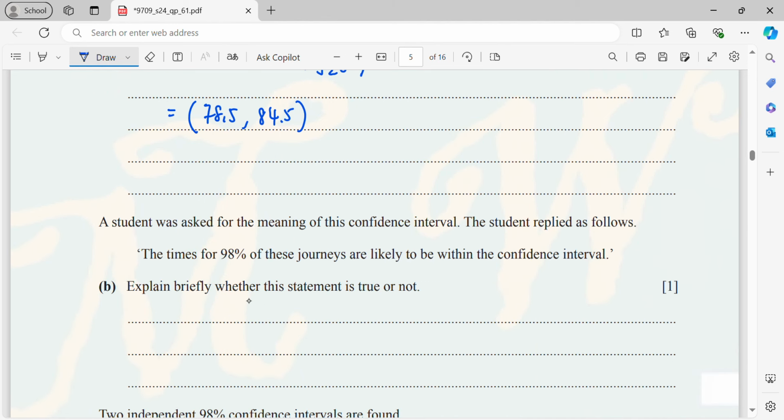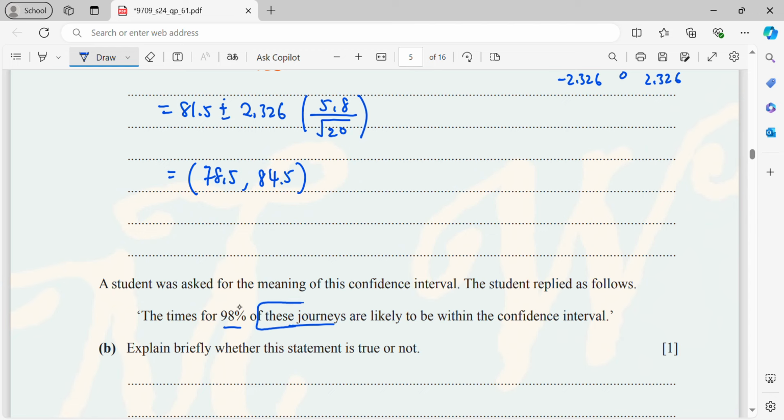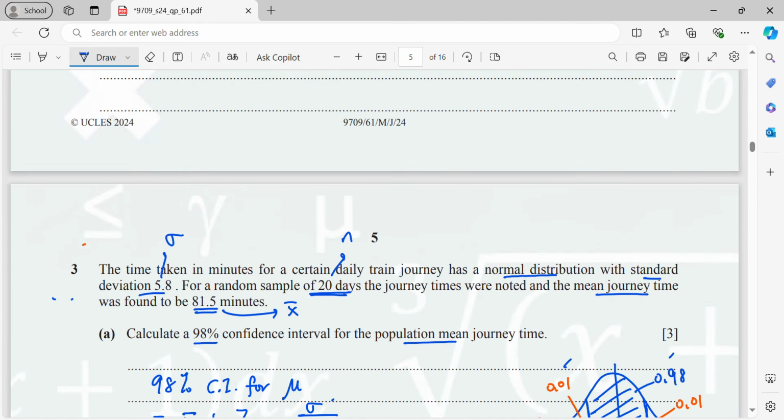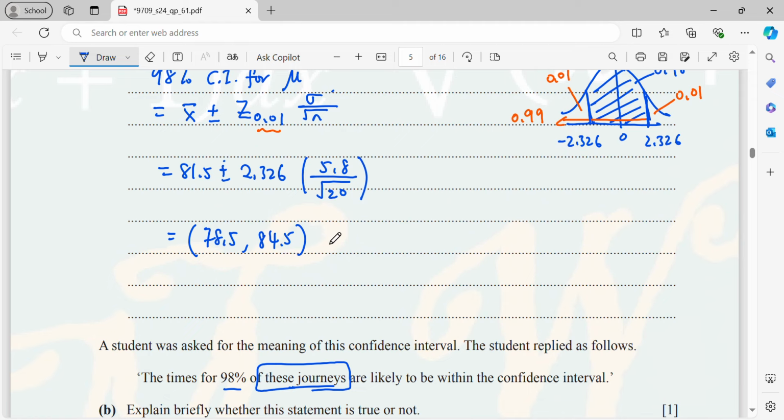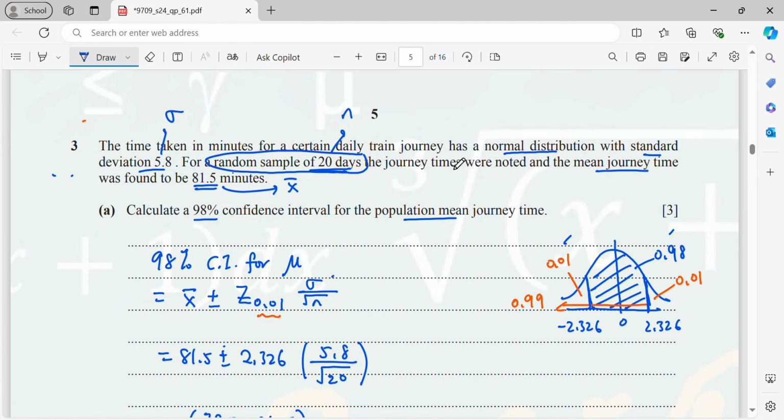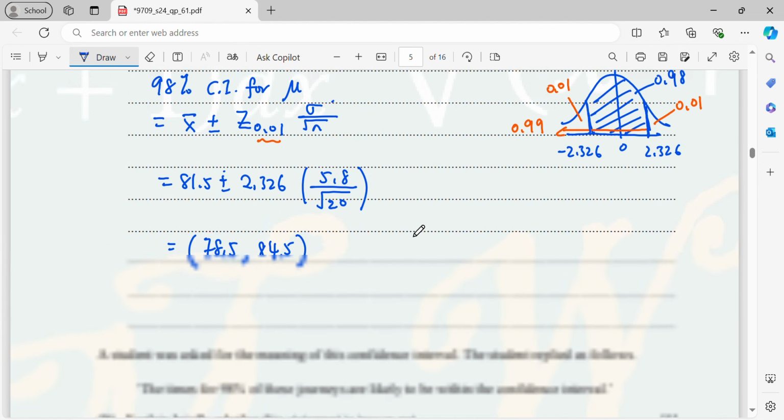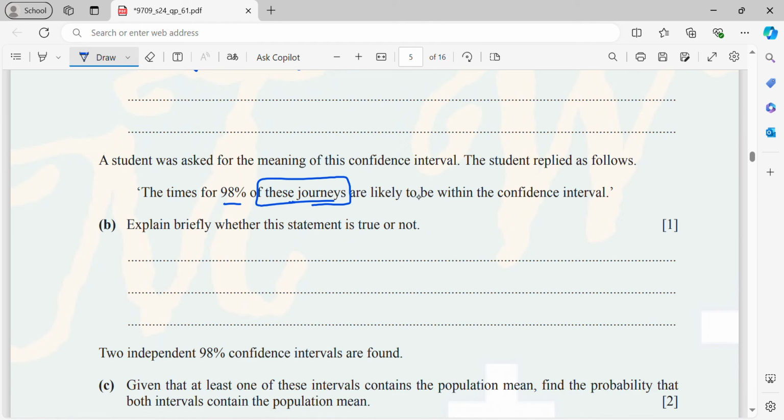Now a student was asked for the meaning of this confidence interval. The student replied as follows. The times for 98% of these journeys are likely to be within the confidence interval. Explain briefly whether this statement is true or not. Okay, these journeys means that it is referring to this sample, just 20 days. But actually the confidence interval is to approximate the whole population, right? That means for any journeys, right? So that means this statement is not true.